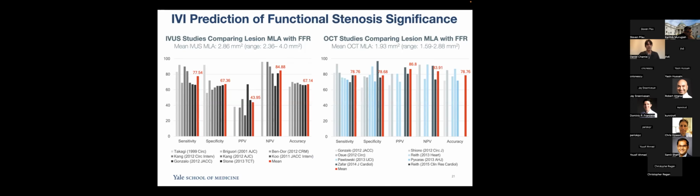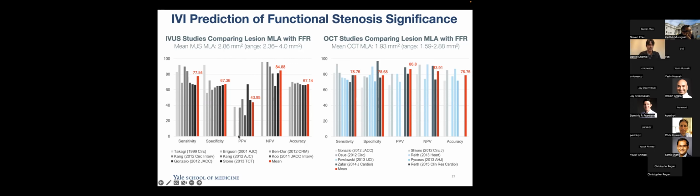The problem is predicting the functional significance. This is a busy slide. I tried to fit it in one slide and made this graph, so you get a sense. I did a crude mean after all the studies that compared IVUS MLA with FFR and OCT MLA with FFR. You see that for IVUS, the mean MLA is 2.86, and it ranges from 2.36 to 4.